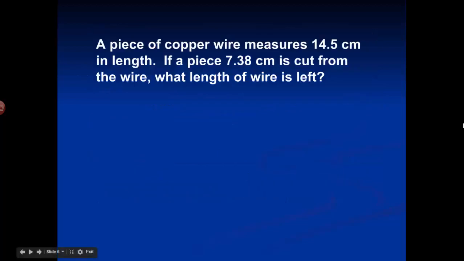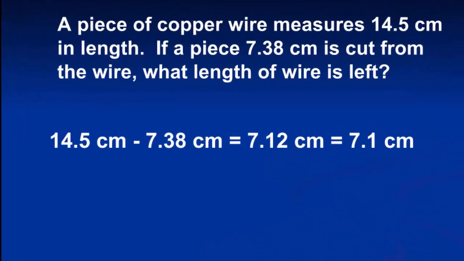So here we have a piece of copper wire. Our copper wire is 14.5 centimeters long. We're going to cut a piece 7.38 centimeters from that wire. What's left? Well, this is not a difficult math problem. 14.5 minus 7.38 is the answer. And when you plug that into the calculator, you get 7.12 centimeters.